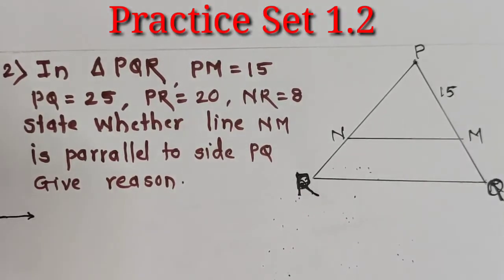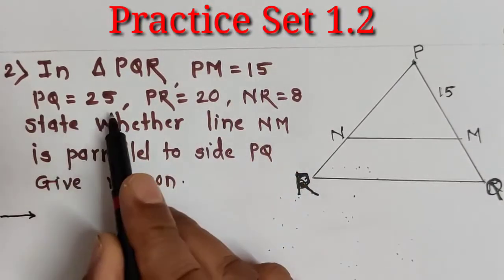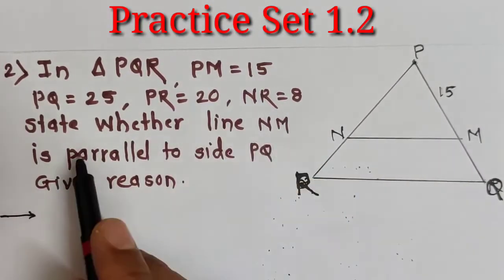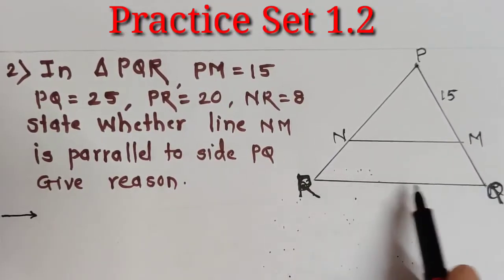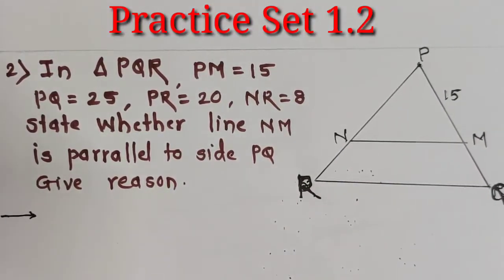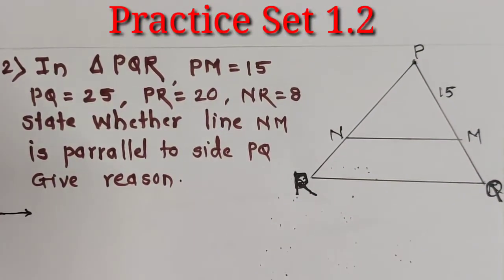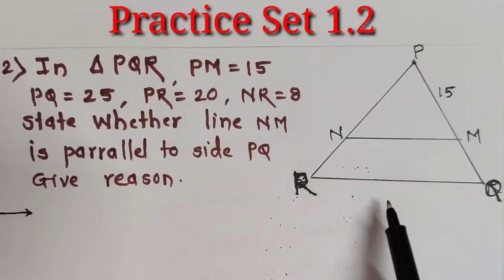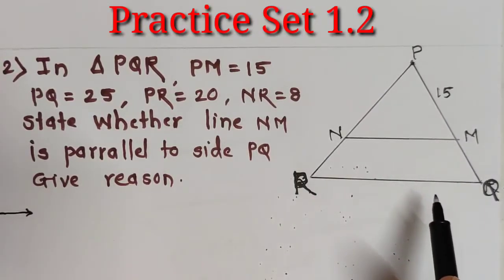In triangle PQR, some sides are given: PM is 15, PQ is 25, PR is 20, NR is 8. Then state whether this line NM is parallel to QR. We have to check whether this line is parallel or not. Whenever we have to check whether a line is parallel to a side, we have to use the converse of the basic proportionality theorem.